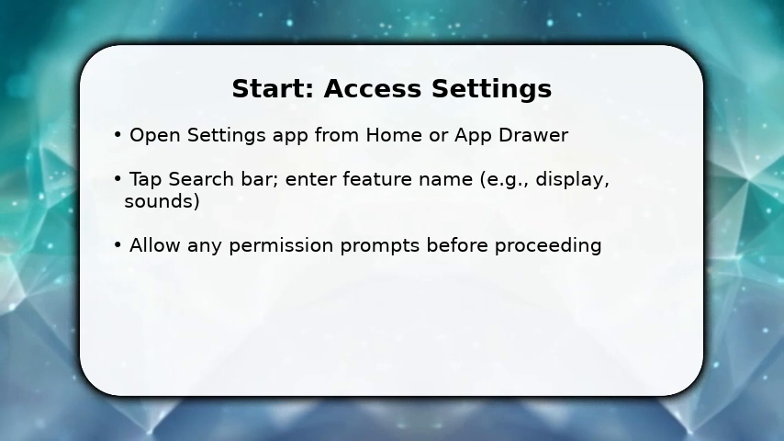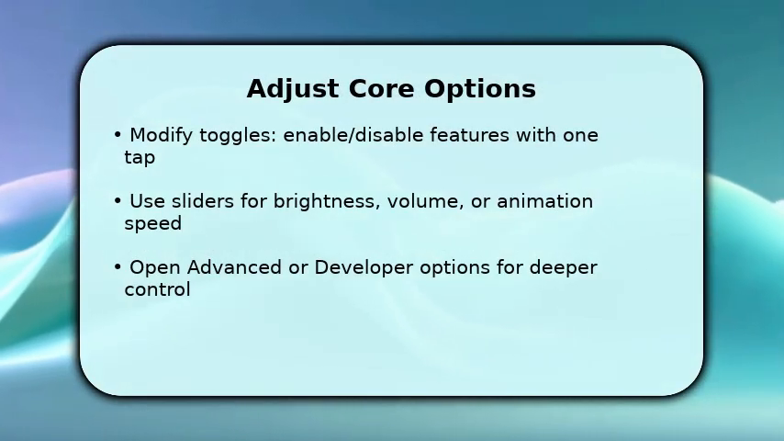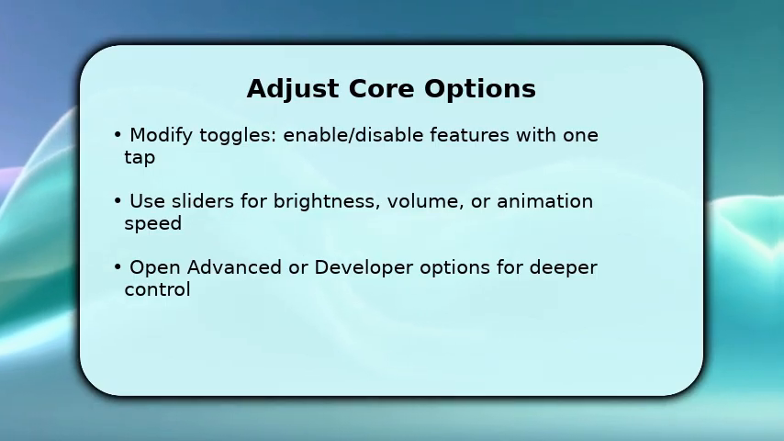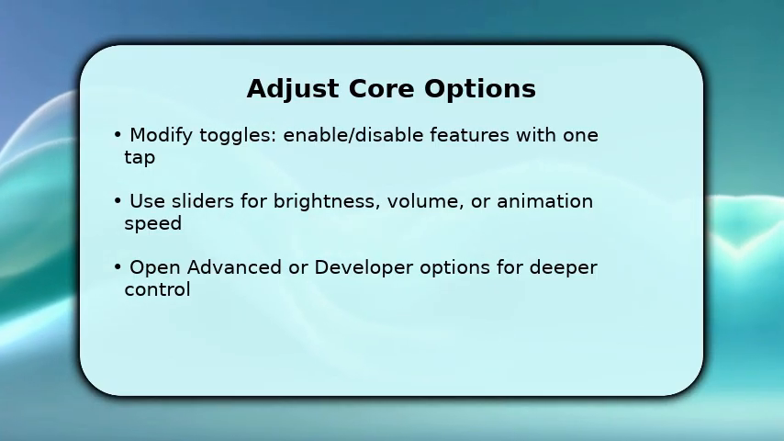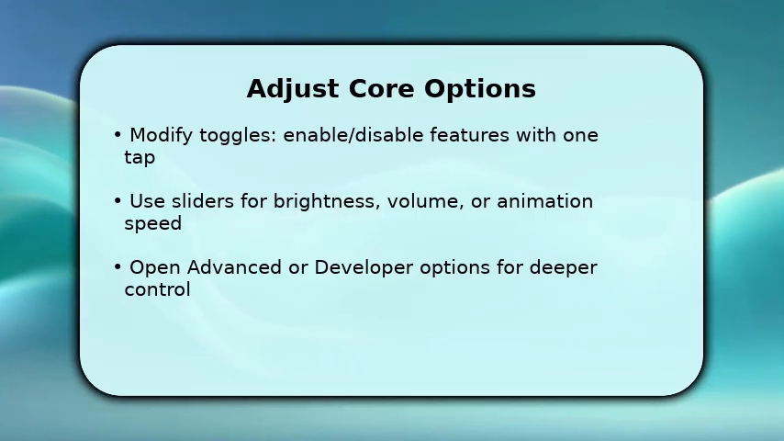Now you'll modify the main controls. Flip toggles for enable or disable, slide brightness and volume, and tap submenus for sound profiles or display modes. Once you change a slider, observe the immediate effect to confirm it meets your needs. Some settings apply instantly, others require a restart.